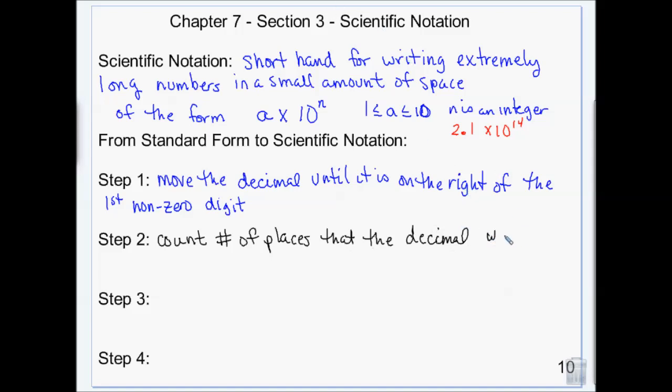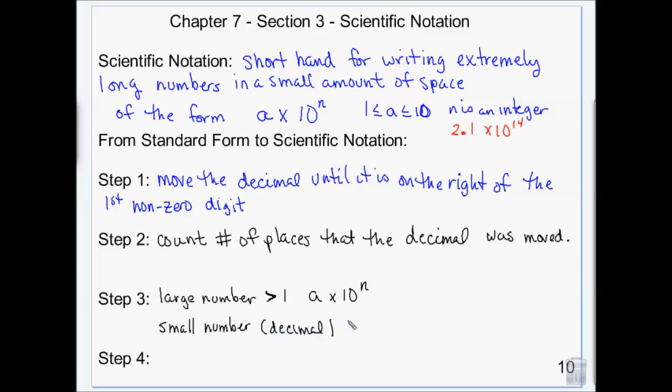This does not have 9 in it. Okay. If it is a large number, so we're talking greater than 1, not a decimal, then we're going to have a positive exponent. If it is a small number, so it's less than 1, so it's a decimal, we're going to have a negative exponent.